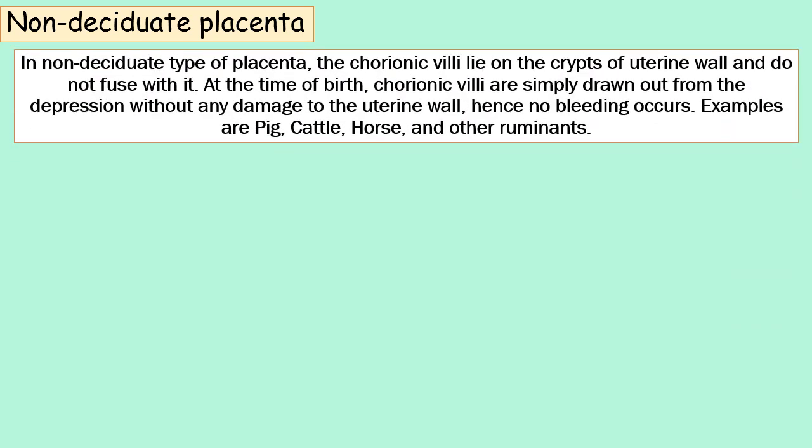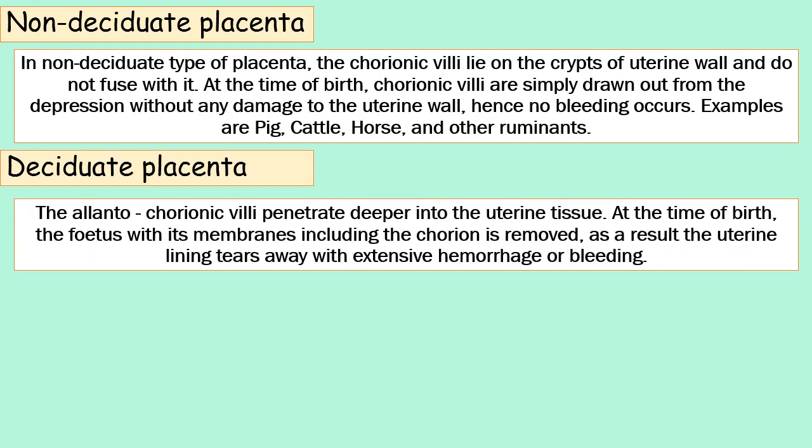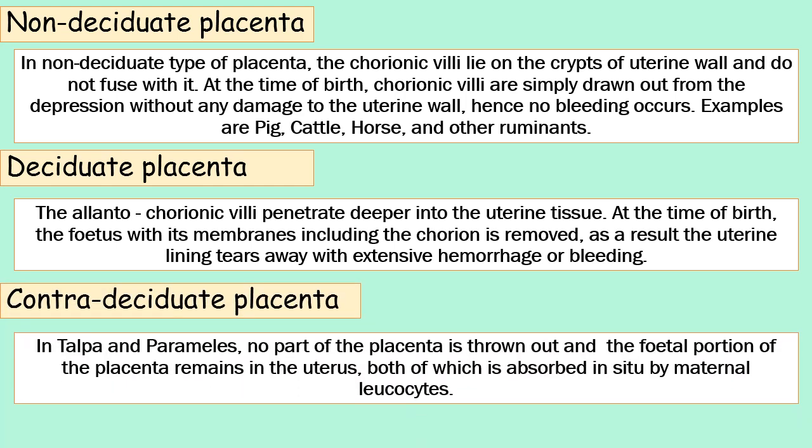Now, on the basis of closeness of fetal and maternal tissues, placenta may be of the following three types. They are non-deciduate placenta, deciduate placenta, and contradeciduate placenta. In non-deciduate type of placenta, the chorionic villi lie in the crypts of uterine wall and do not fuse with it. At the time of birth, chorionic villi are simply drawn out from the depression without any damage to the uterine wall. Therefore, no bleeding occurs. Examples are the pig, cattle, horse, and other ruminants.